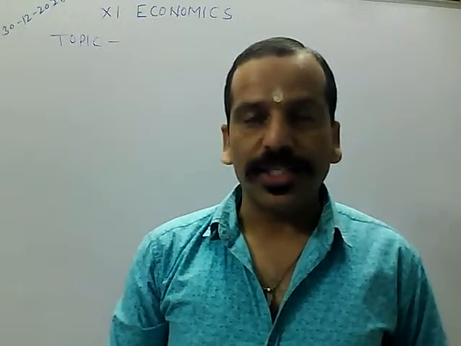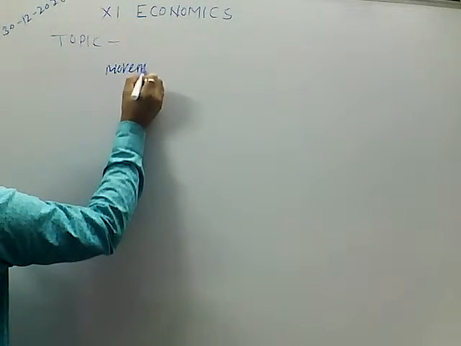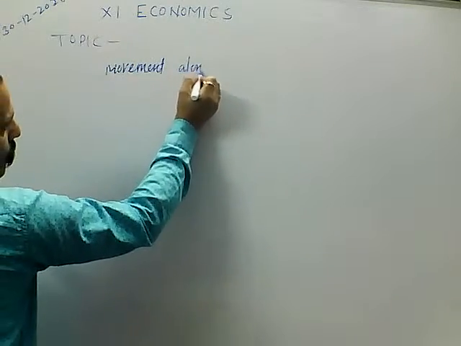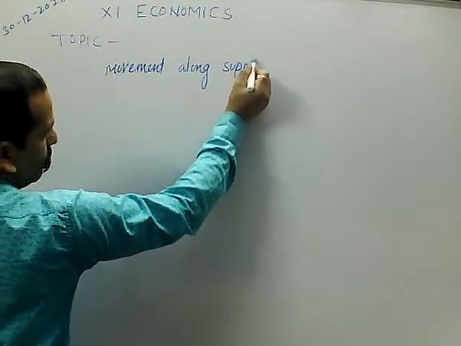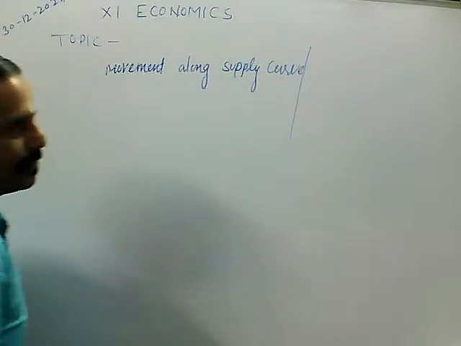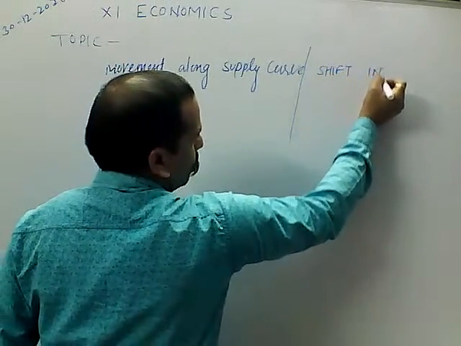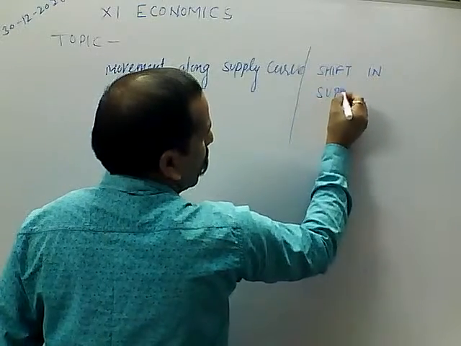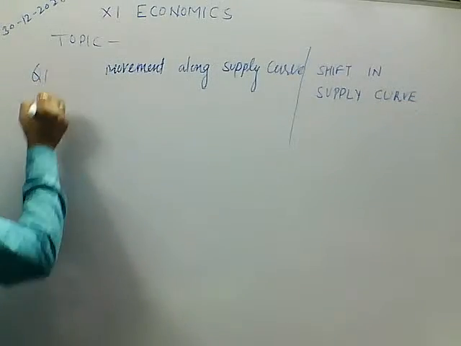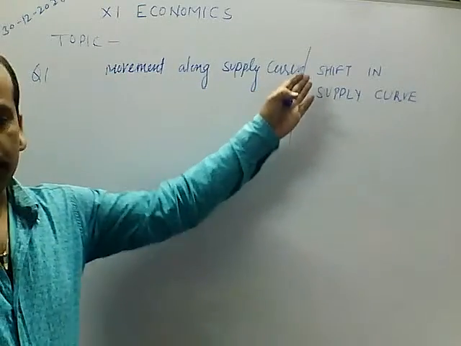Movement along supply curve and shift in supply curve. What is the difference between movement along supply curve and shift in supply curve? Now question number 1, what is the difference between movement along supply curve and shift in supply curve?